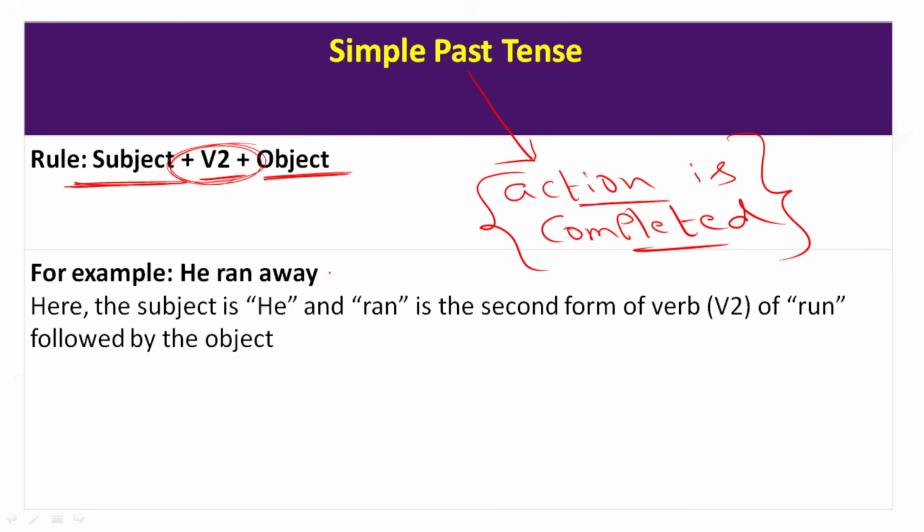See, for example, he ran away. If you observe this sentence closely, after the subject, the verb is in the past tense, that is ran, which is nothing but the second form of the verb. So when you say he ran away, it means run past tense is ran. So he ran away is completely in the past tense, correct?